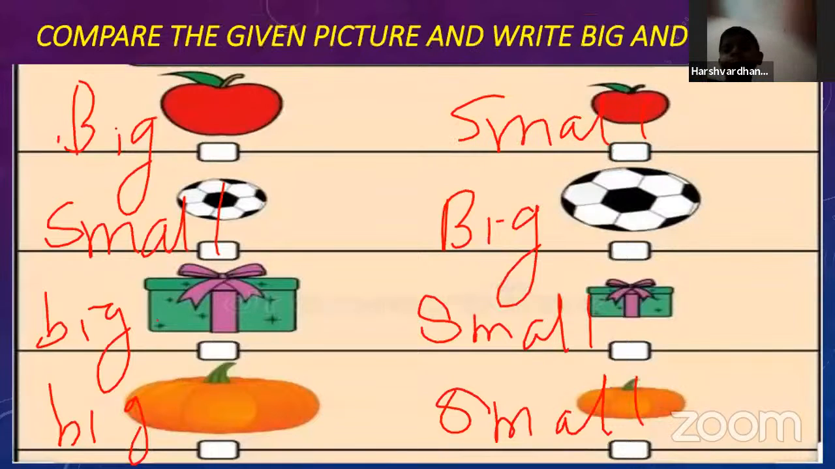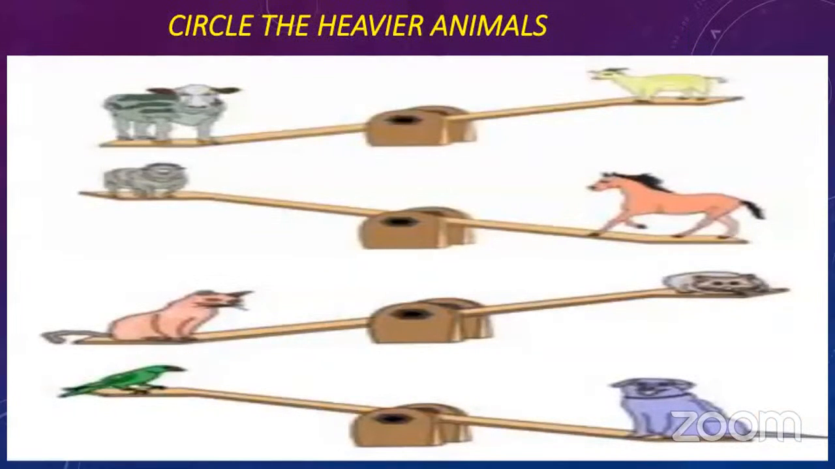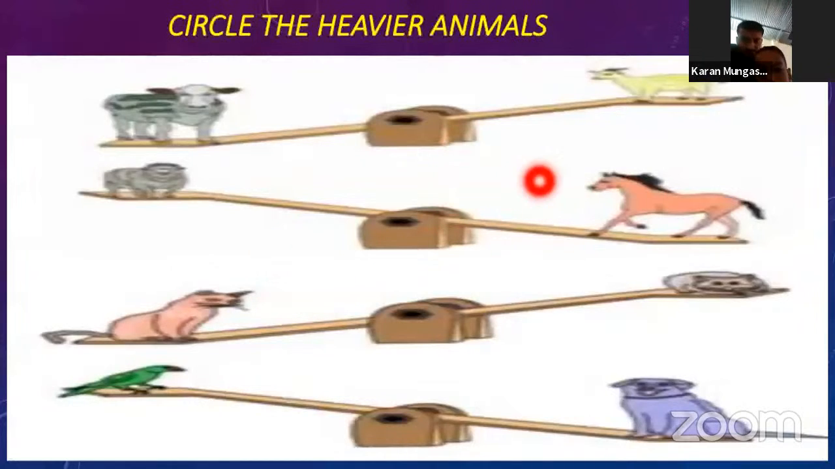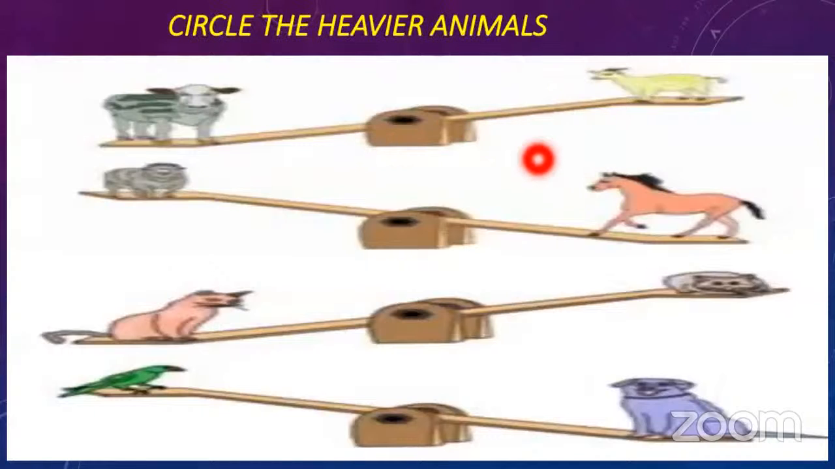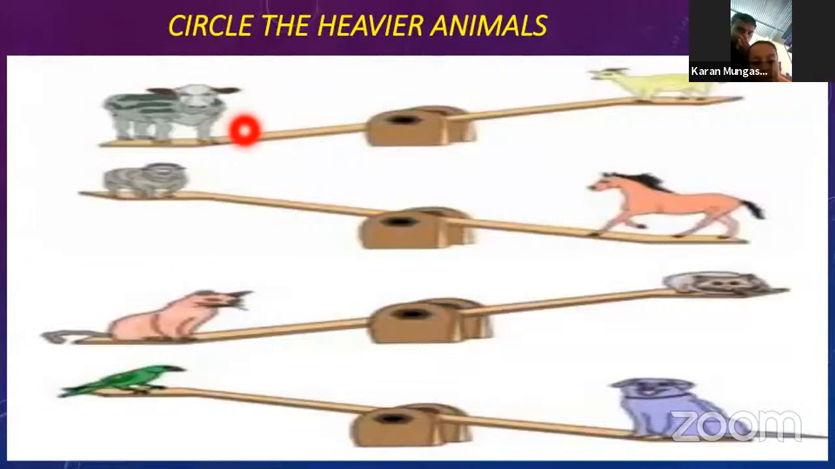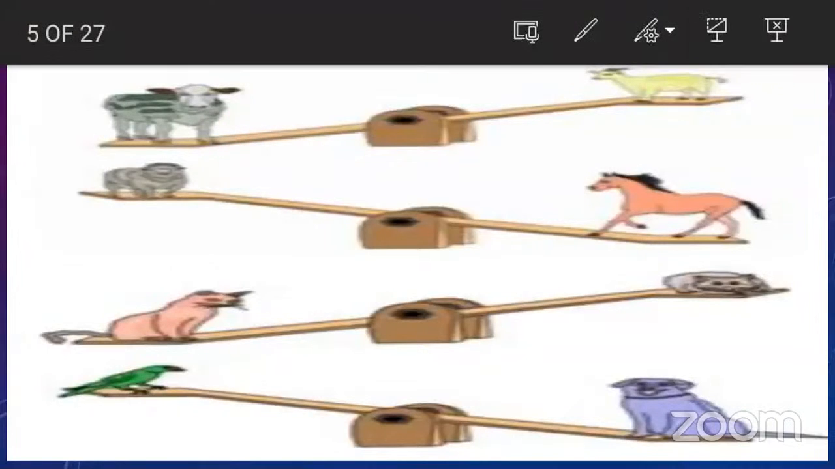Yes. Look at here now. What is written? Circle the heavier animals. Okay. Now look at the picture. What do you see? You can see here are some seesaws, and on each seesaw there are two animals. Okay. So let us see the first one. Here is goat and here is cow. So which one is heavier now? Goat or cow? Cow. Very good. So let us put the circle to this cow now.